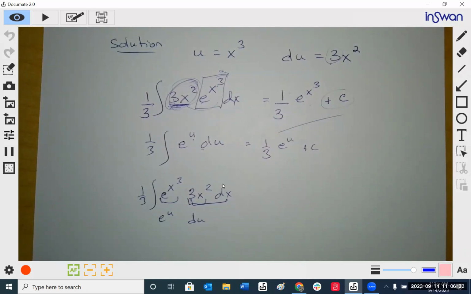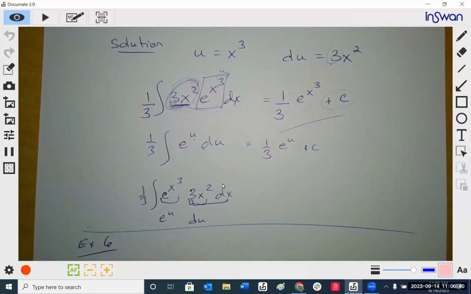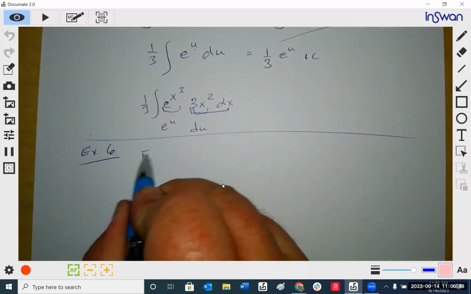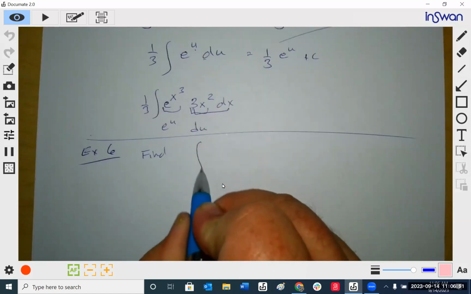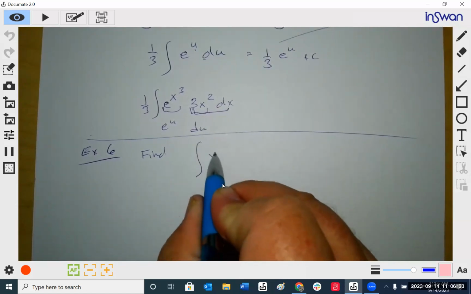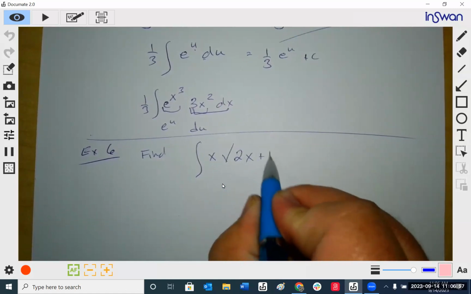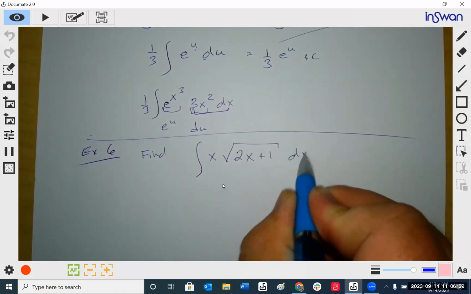Now, if you thought that one was fun, example 6. What was that example there? Find the integral of x radical 2x plus 1 dx.